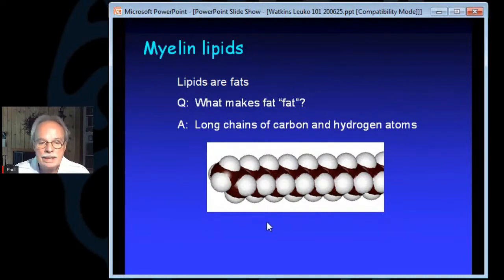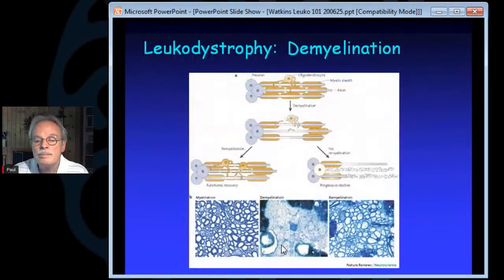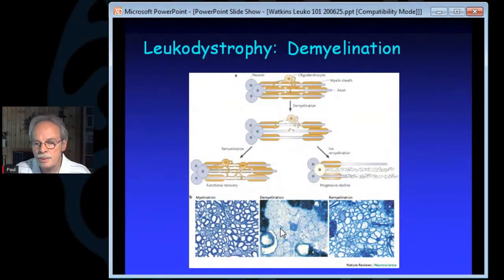Now, there are other properties of myelin lipids. They're very complicated chemicals, and I won't bore you with their structures, but just to show you where things are in terms of the lipids, we'll get to that in a couple of slides.